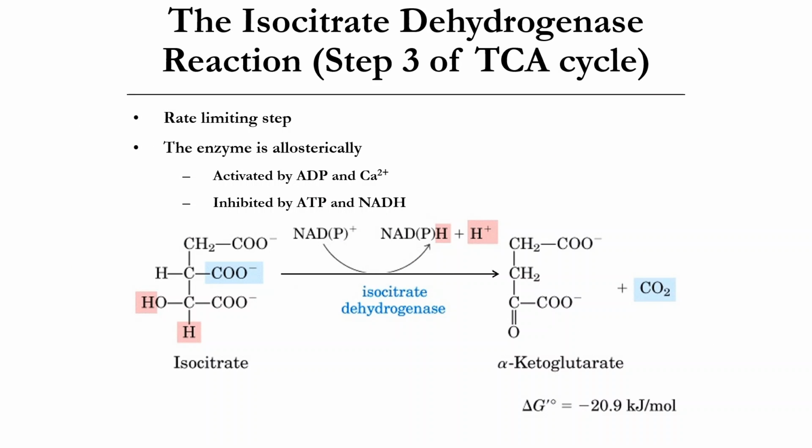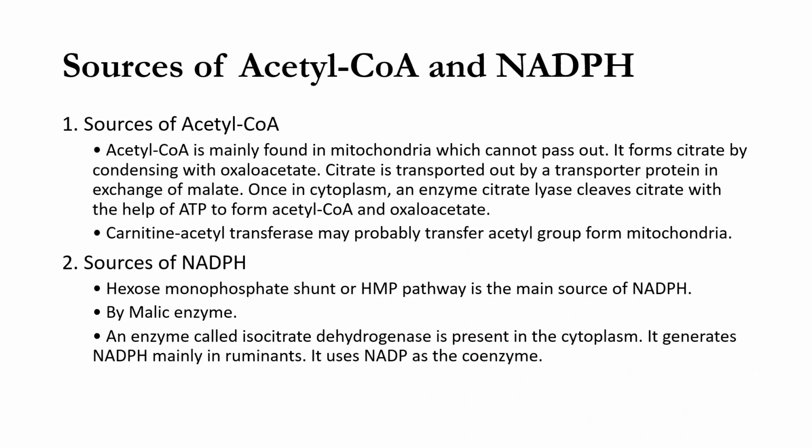Now, what are the sources of acetyl coenzyme A and NADPH? Source of acetyl coenzyme A: acetyl coenzyme A is mainly generated in the mitochondria, and it cannot pass out of the mitochondria. And we know that fatty acid synthesis usually takes place in the cytoplasm.